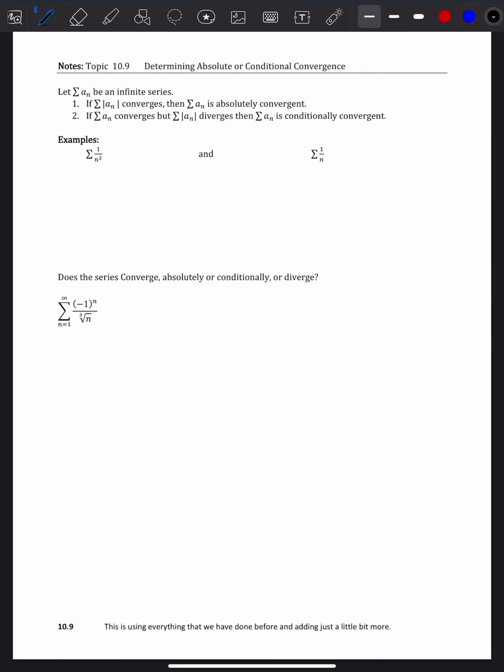So we're going to be talking about determining absolute versus conditional convergence. Absolute and conditional convergence are totally dependent on the series that we have. So let our series of a sub n be an infinite series. If we take the absolute value of the terms and the summation converges, then that series is absolutely convergent. If the series converges when it's not absolute value, but it diverges when it is absolute value, we call that conditionally convergent.